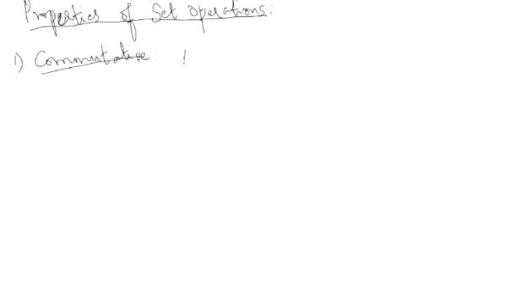Commutative property is A union B is equal to B union A, and A intersection B is equal to B intersection A. All these properties involve union and intersection. There is one variant that involves union, and one variant that involves intersection. Okay, fine. So A union B will be equal to B union A. Of course, this is very simple to prove because you know it easily.